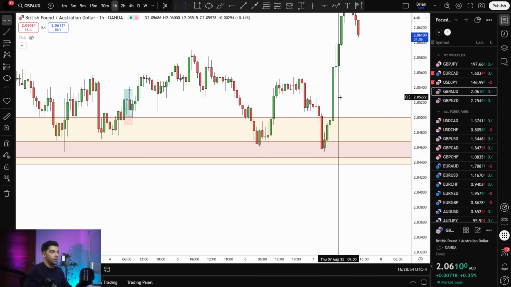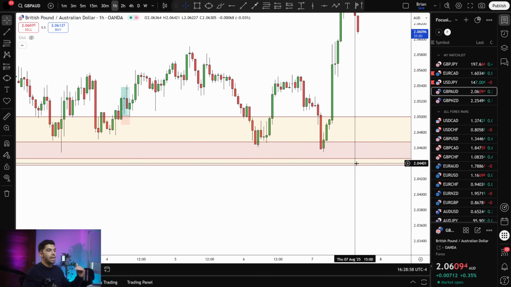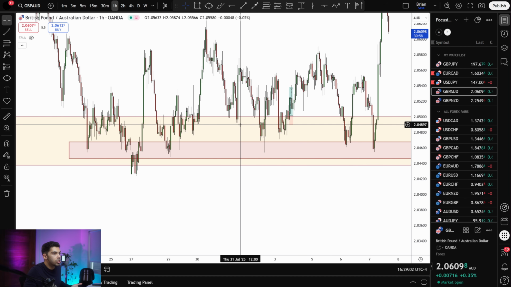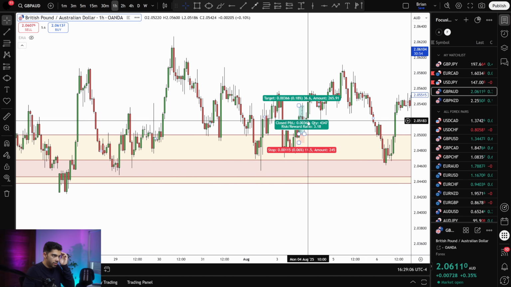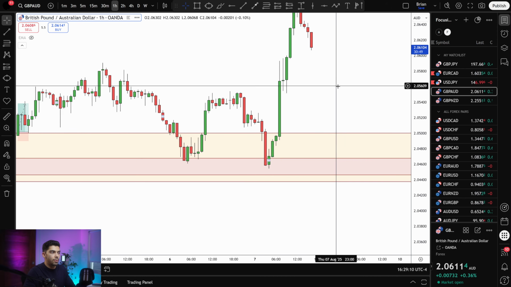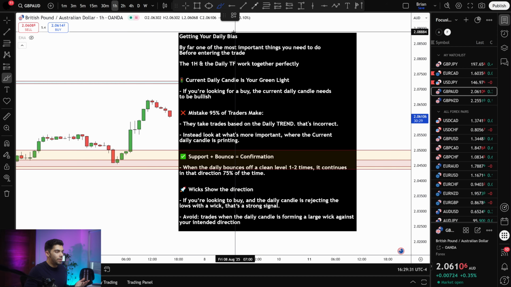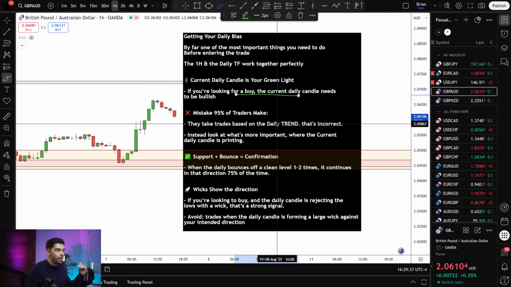And then look here, if you go down to the 1 hour time frame, okay, so now we're at the daily support. We have rejections. Every single time the market reaches the bottom, it just rejects and goes upwards. As you see, this right here is a setup. A lot of setups can be taken just by looking at the direction of where the daily is going. So what does this mean for your trading? If you're looking to take a buy position, the current daily candle needs to be bullish.